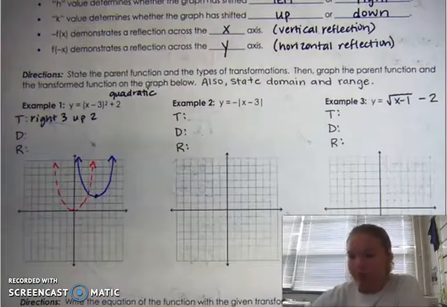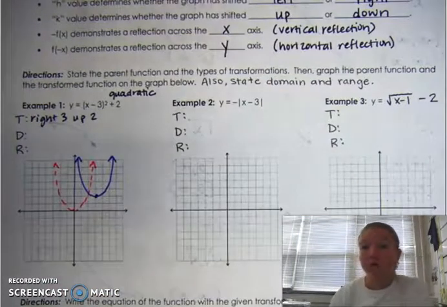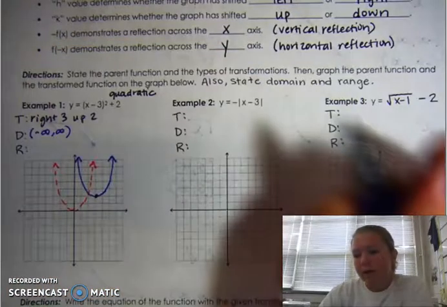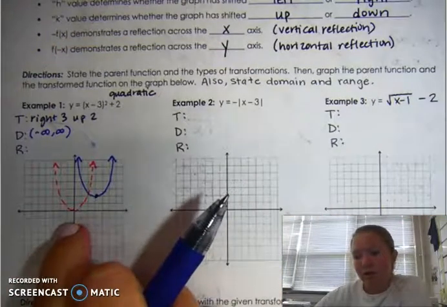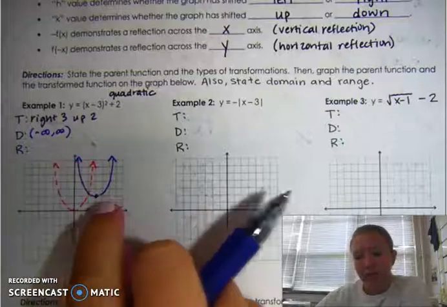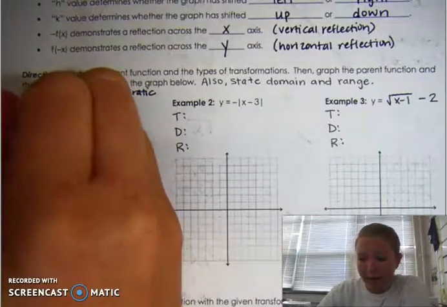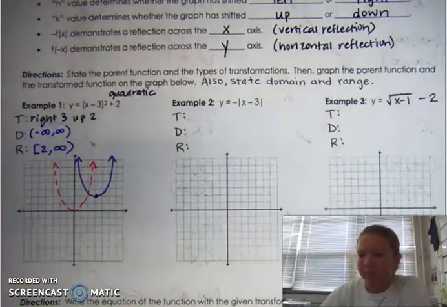with that new vertex. So my domain will remain all real numbers. I'm going left forever and right forever. But my range is going to be changed from 0 to infinity. Now it's starting at 2 to infinity. So I bracket on 2, going up to infinity.